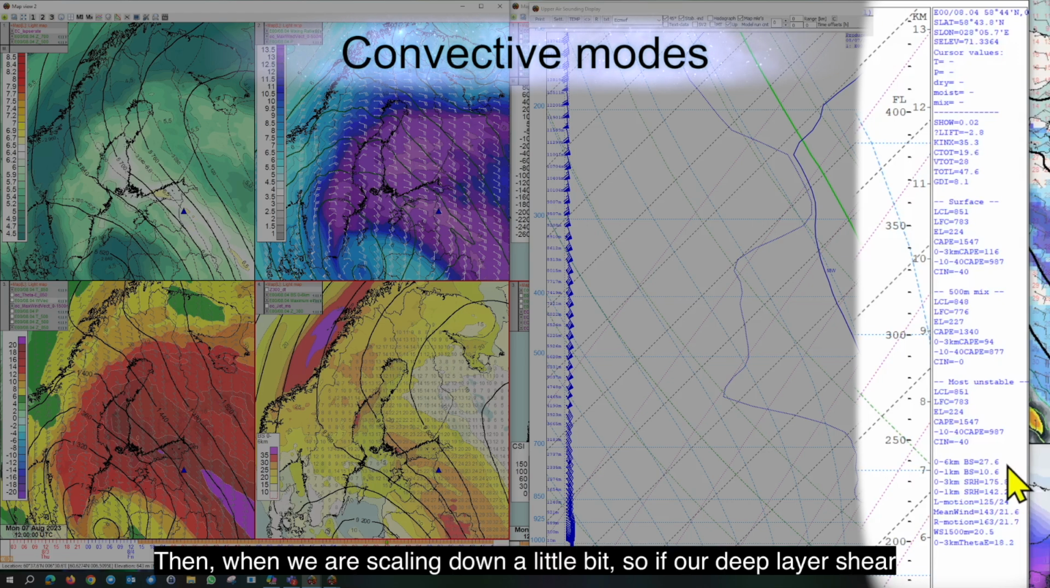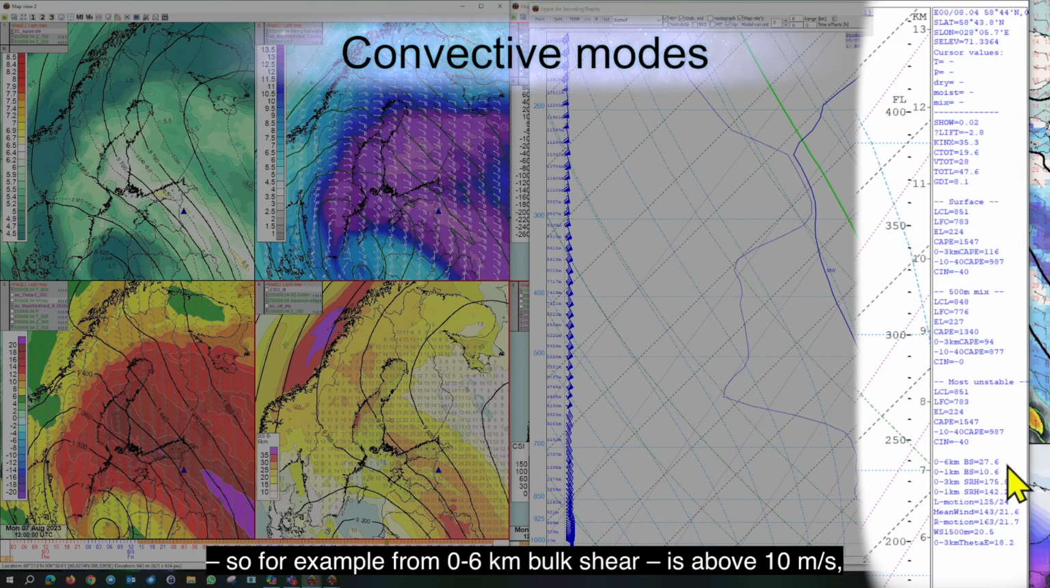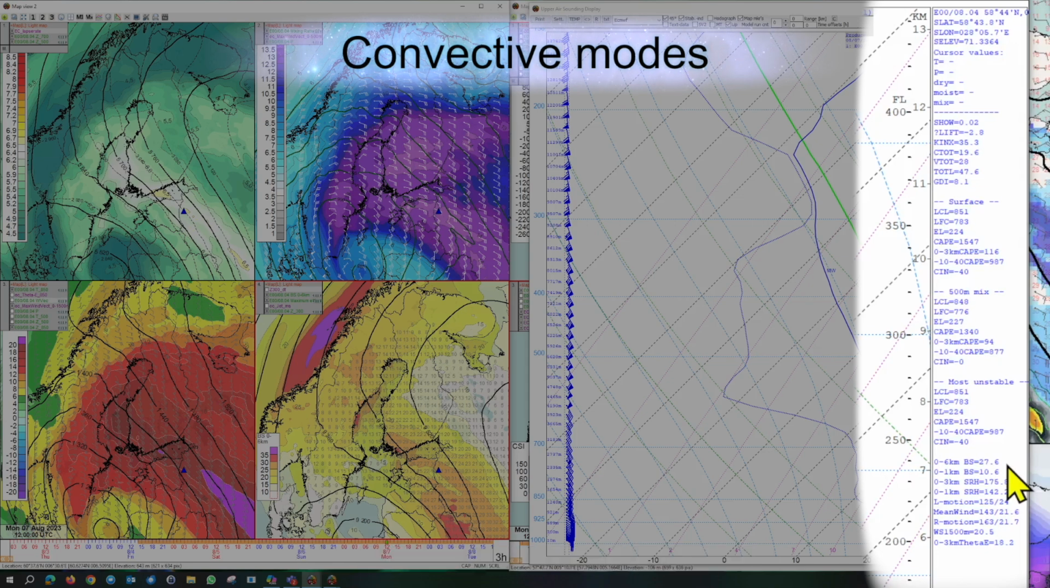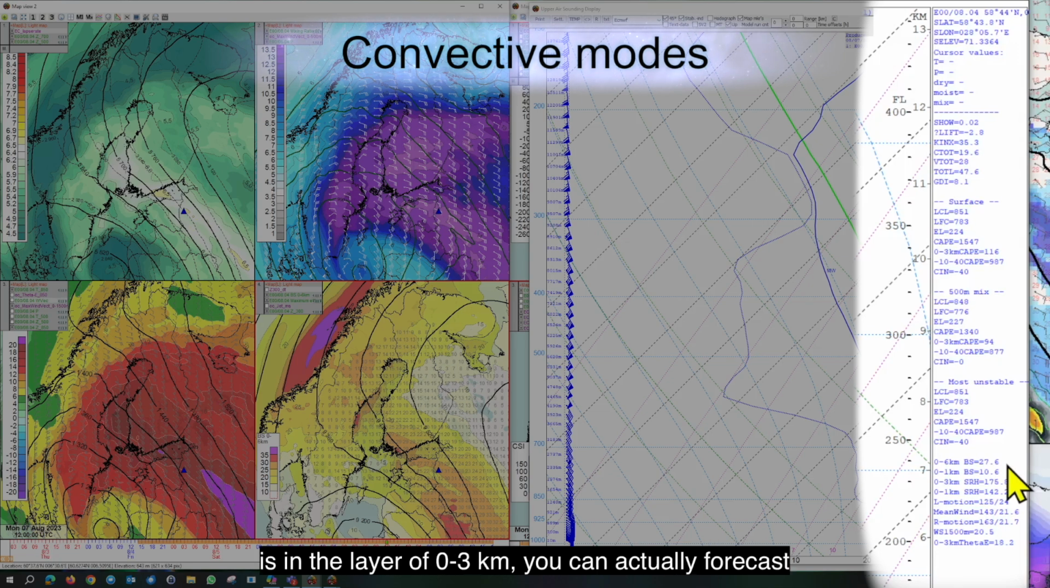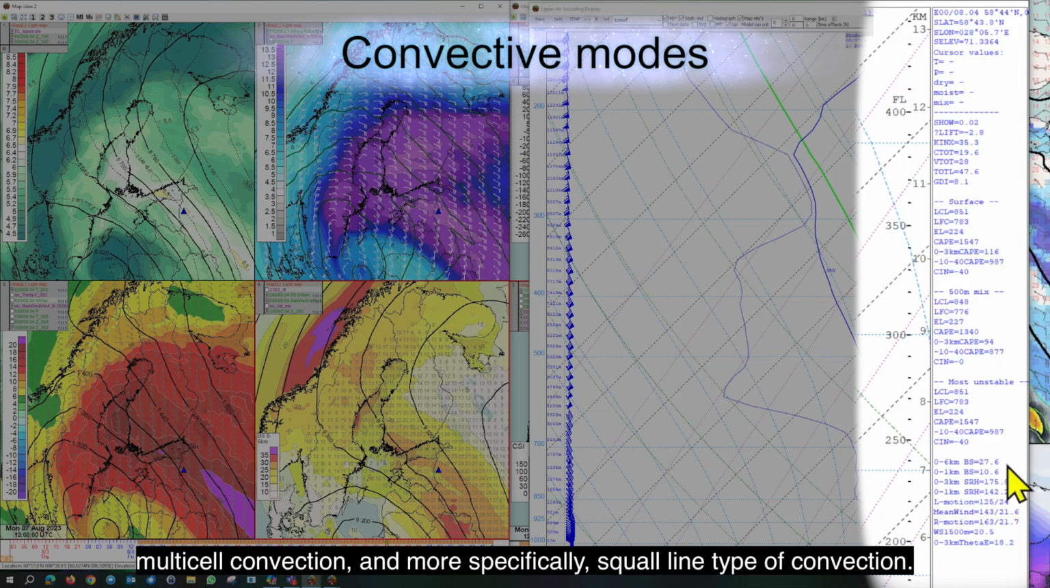Then, when we are scaling down a little bit, so if our deep layer shear, so for example from 0 to 6 bulk shear, is above 10, we can start to expect multicell convection. And if the biggest part of this shear is in the layer of 0 to 3 kilometers, you can actually forecast multicell convection and more specifically squall line type of convection.